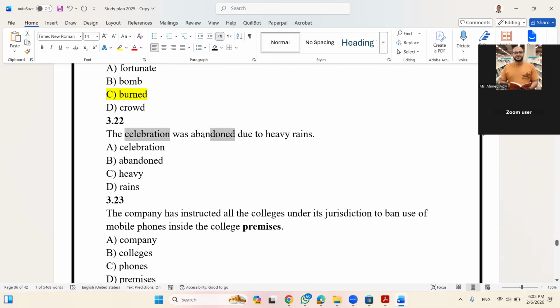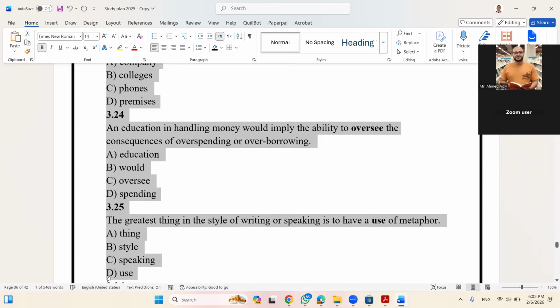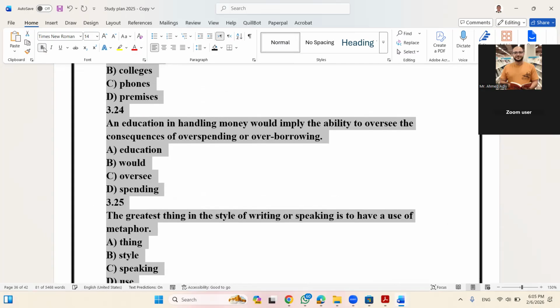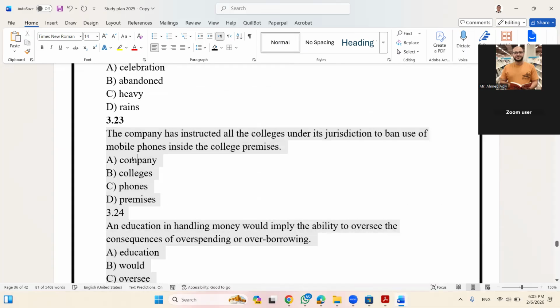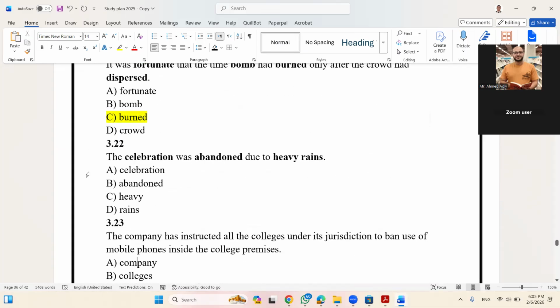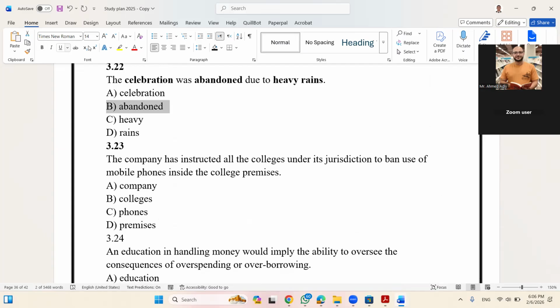Next, celebration. The celebration was abandoned due to heavy rains. Replace it. It was cancelled. Cancel. Perfect. Perfect, Hayam. I think this type of question is your strong suit. You're doing it very well. Thank you. So cancel here.